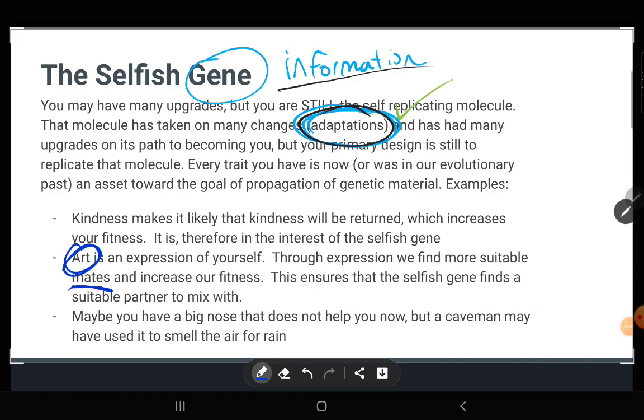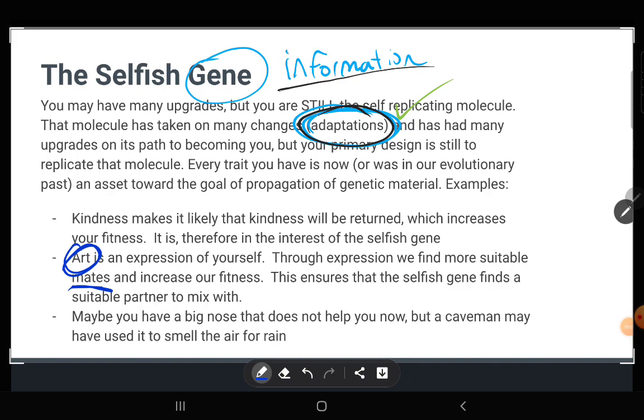When you put something on a page, you are showing the dexterity of your hand. You are showing the precision of your eye. You are showing the creativity of your mind and how well it works. So when you are an artist, that is going to make you more attractive. And so that is another source of selfishness.